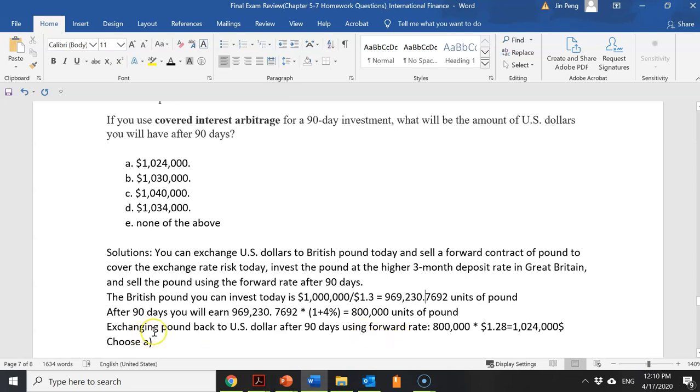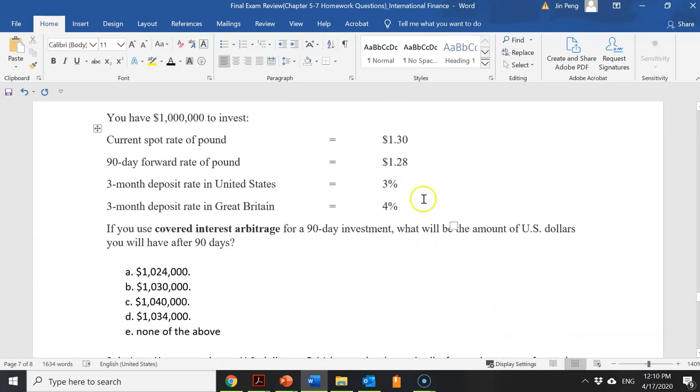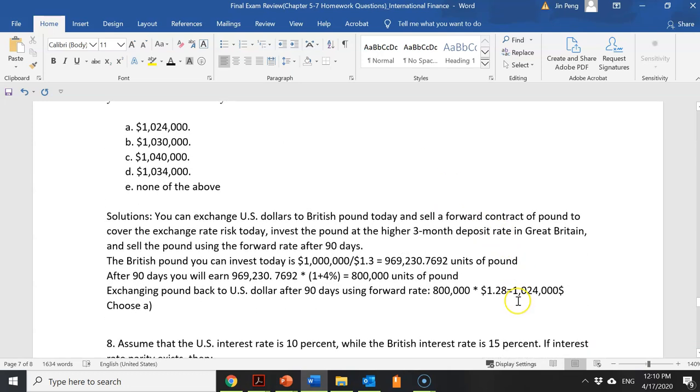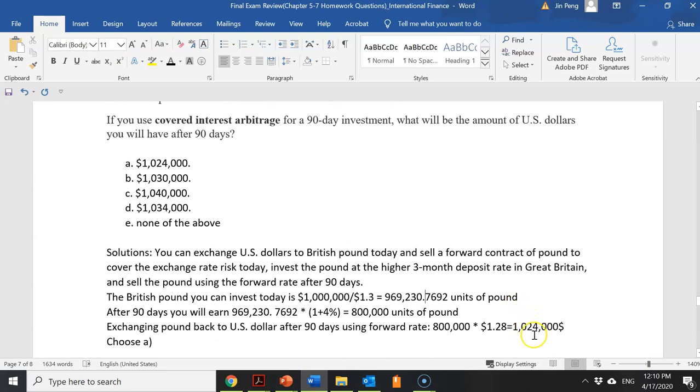And then you can exchange the pound back to US dollars after 90 days using the forward rate. So we can use 800,000 multiplied by 1.28, the forward rate. So we have 1,024,000. So we should choose option A here.